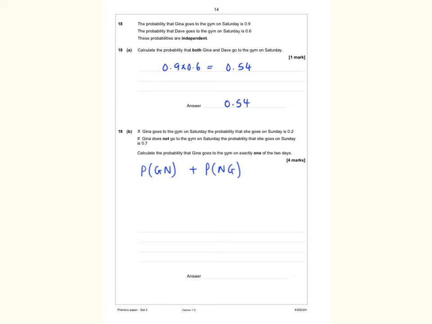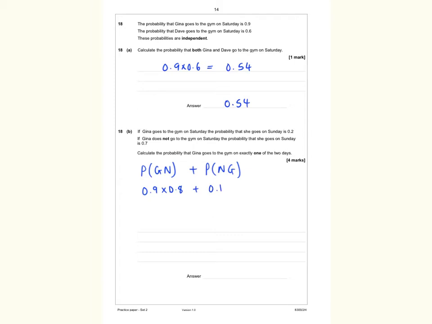Okay, it's up here. She goes on Saturday is 0.9, so 0.9 there. And she doesn't go on Sunday. So here, if Gina goes to the gym on Saturday, the probability that she goes on Sunday is 0.2. So she doesn't go has to be 0.8. So times that by 0.8, and we're going to add to that the probability that she didn't go on Saturday. So going on Saturday was 0.9, not going on Saturday would be 0.1, so 0.1 here.